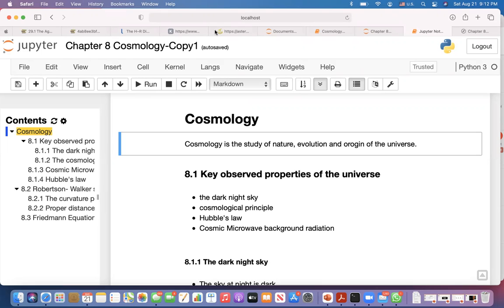Now, when we talk about this cosmological scale, I am going to give you a very brief introduction about this subject here, and I am going to start by discussing these 4 key observed properties of the universe, right? So these are the 4 observed properties that give us an idea about the subject. Number 1 is our dark night sky, and the second one is the cosmological principle, which is very important. And then the third one is Hubble's law, which we already have discussed to a certain extent.